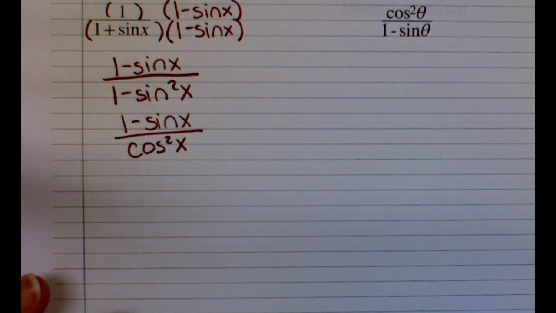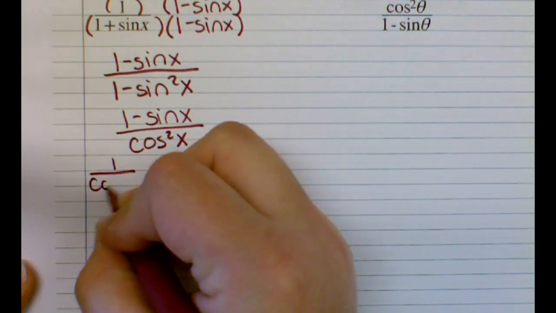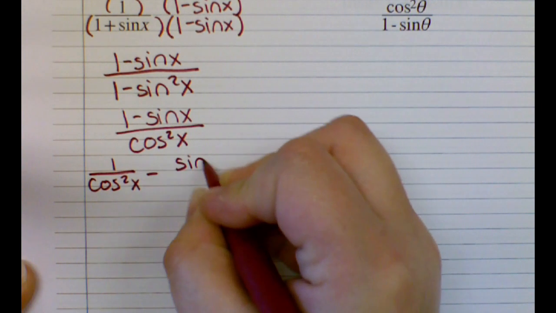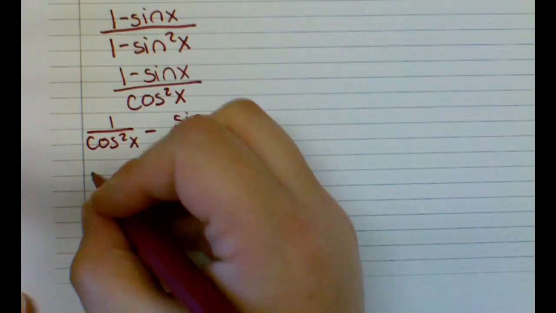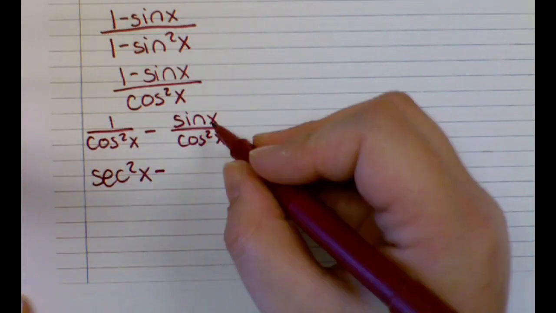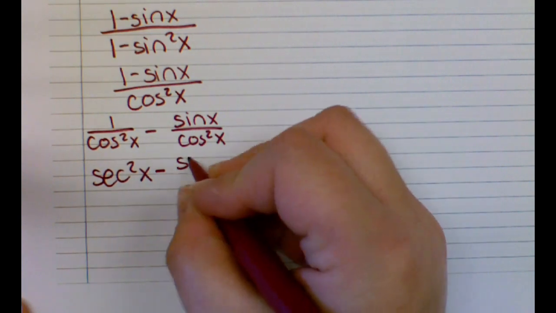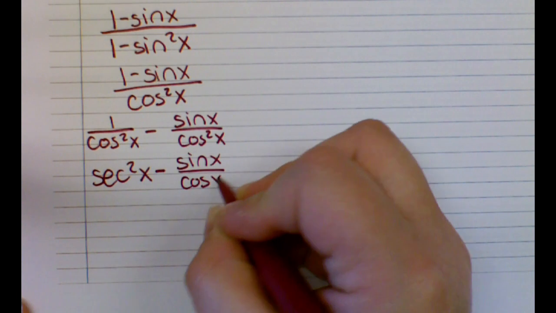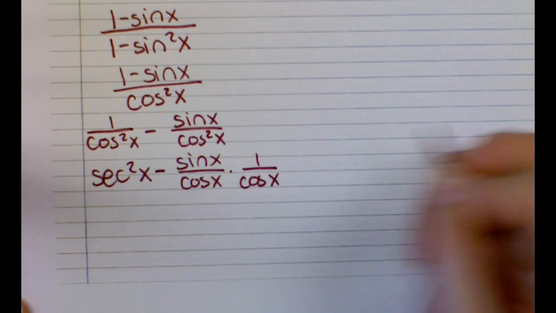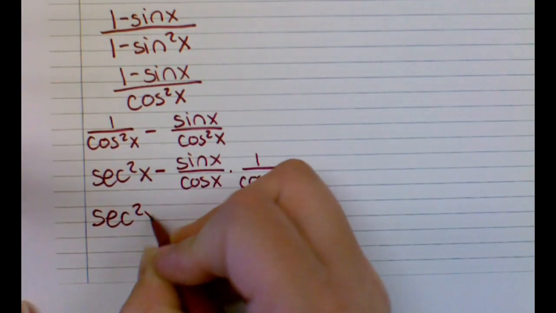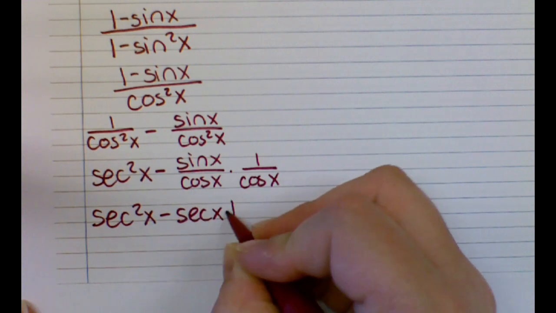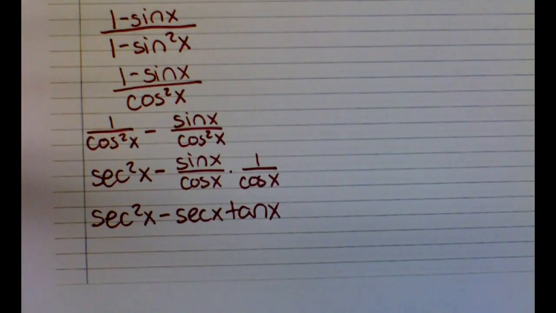All right, now I'm going to rewrite this as two separate fractions. 1 over cosine squared of x minus sine of x over cosine squared of x. 1 over cosine squared of x is secant squared. Sine over cosine is tangent, but that leaves me still an extra cosine in the denominator. So I have secant times tangent. So I have secant squared of x minus secant of x, tangent of x. I could also factor out a secant from both of these and have secant of x times secant of x minus 1, or tangent of x, however it works.